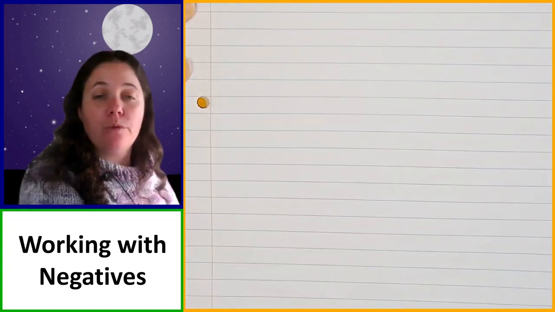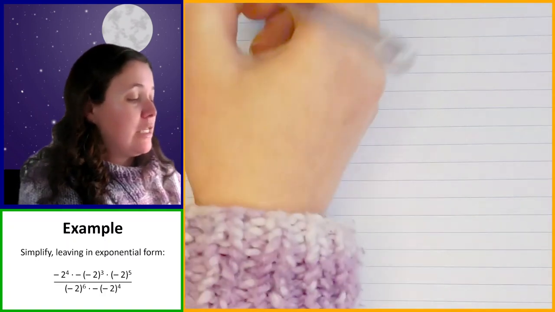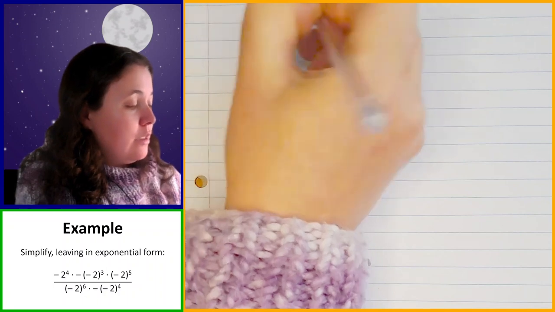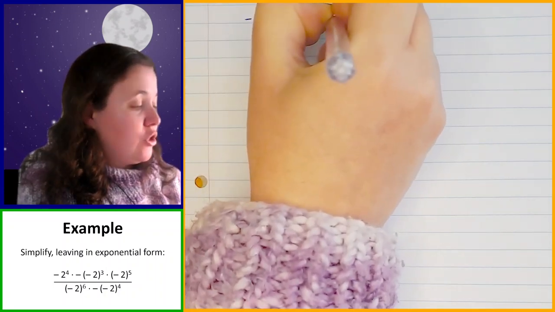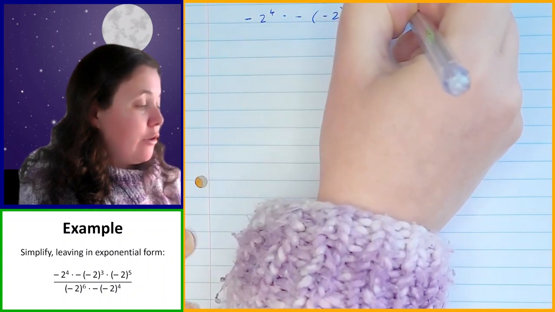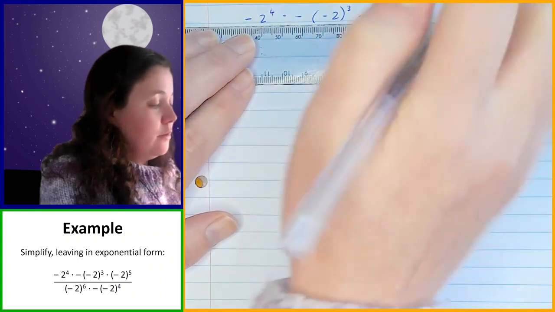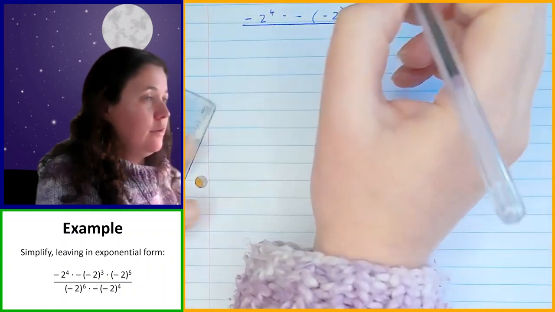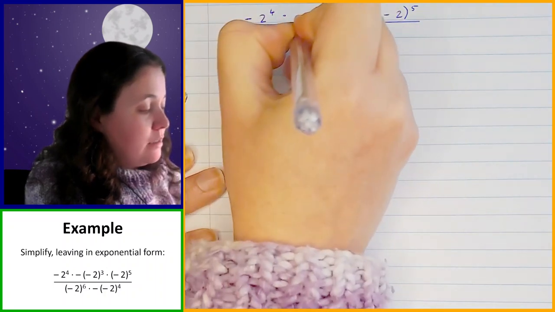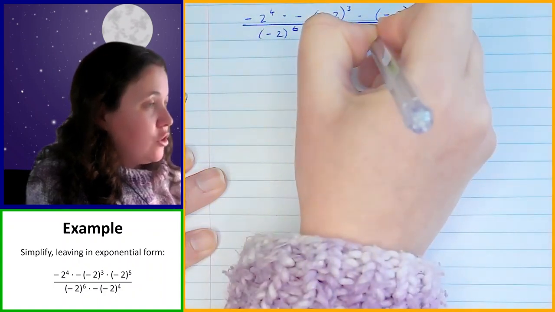So in this example, we have negative 2 to the power of 4, times negative 2 in brackets cubed, times negative 2 to the power of 5. And then that is all over negative 2 in brackets to the power of 6, times negative 2 in brackets to the power of 4.